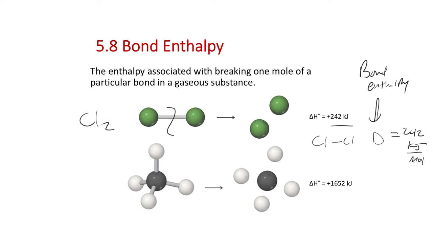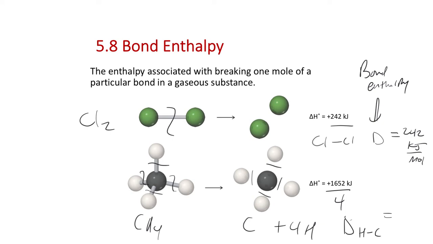What about the CH bond? Well, if you atomize CH4, so if you break all these bonds in CH4, so you have carbon plus 4 hydrogens from CH4, the delta H of that reaction is 1652 kJ, but we broke 4 bonds in the process, right? So the bond strength here on average would be that value divided by about 4. So the D value of the CH bond is about, I think that's 413. Yeah, 413 kJ per mole. So you see the CH bond is stronger than the Cl-Cl bond for some reason.